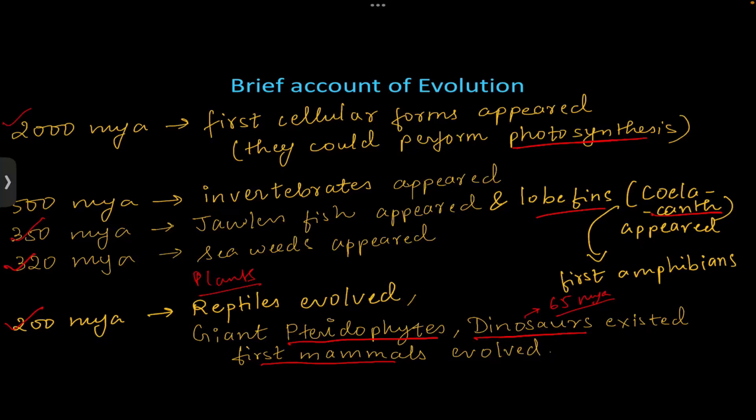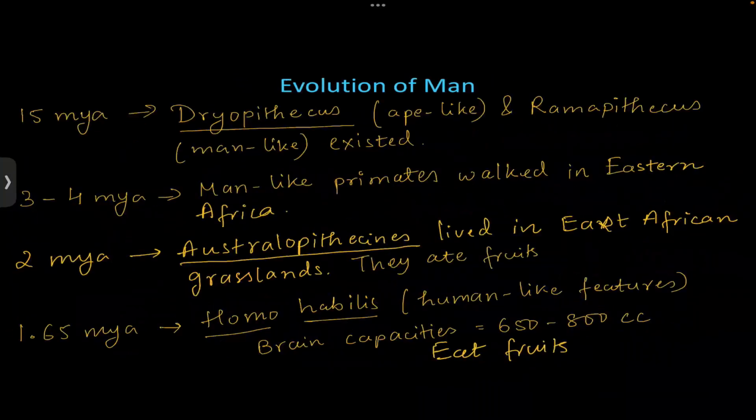Now let's understand the evolution of man. So who were our ancestors? First, man-like or ape-like ancestors who were called Dryopithecus and Ramapithecus appeared around 15 million years ago. They were the first primates. Dryopithecus was more like apes, so it can be called an ancestor of the modern day apes like gorilla, orangutan, etc. Whereas Ramapithecus, the features were more like man.